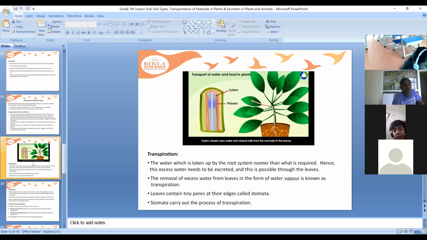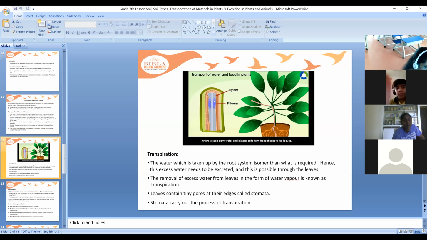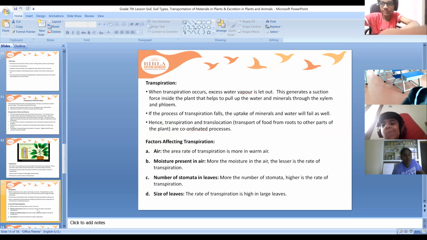So these leaves contain small tiny pores at the edges called stomata. You all know the structure of stomata. I hope you already have learned about that. The stomata carry out the process called transpiration. So when transpiration occurs, excess water vapor is let out. This generates a suction.